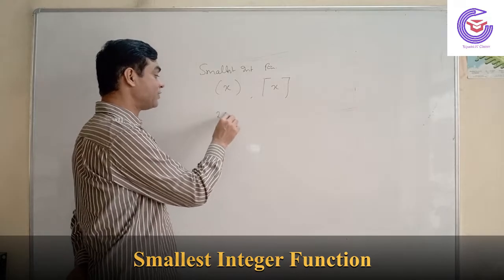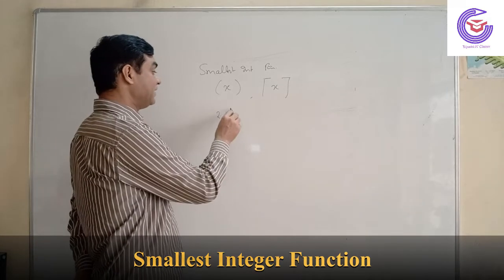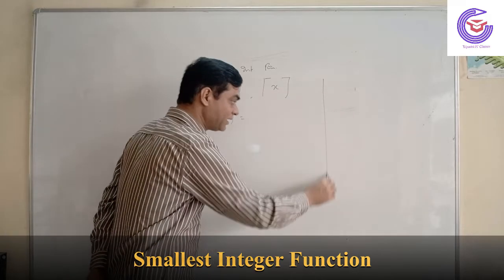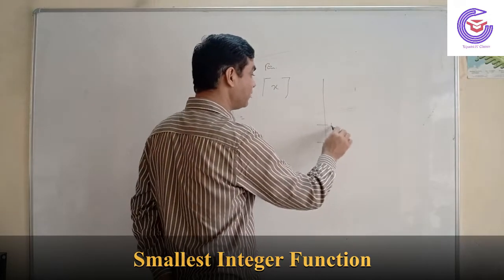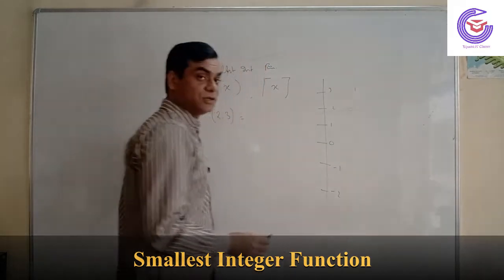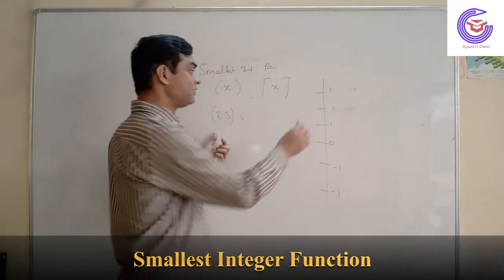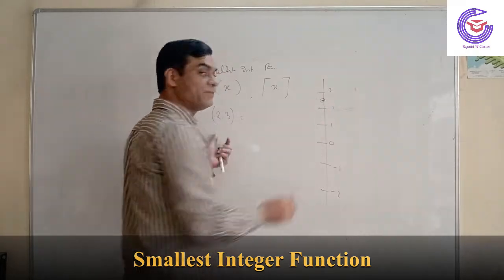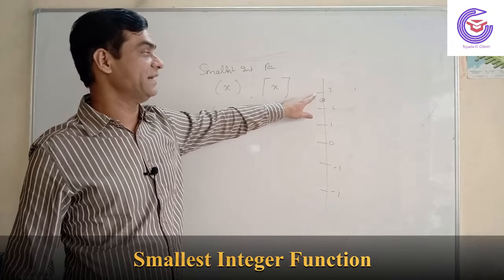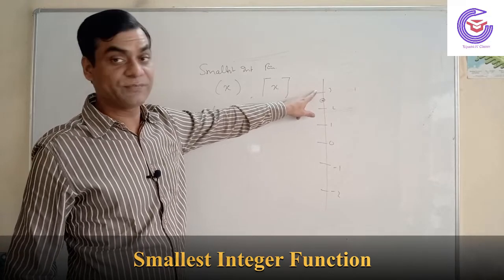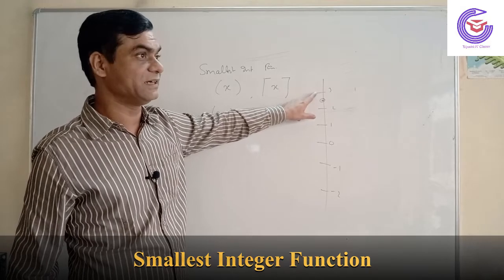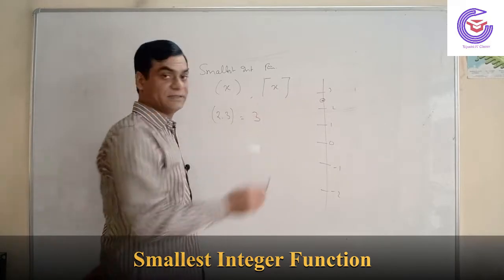Suppose you take 2.3. Again, you plot a number line: 0, 1, 2, 3, -1, -2. So you plot this number on this line. It is 2.3, somewhere here. It will always go to the roof side, the ceiling side. In the case of the greatest integer, it was going to the floor side, but here it is going to the ceiling side. So the value will be 3.